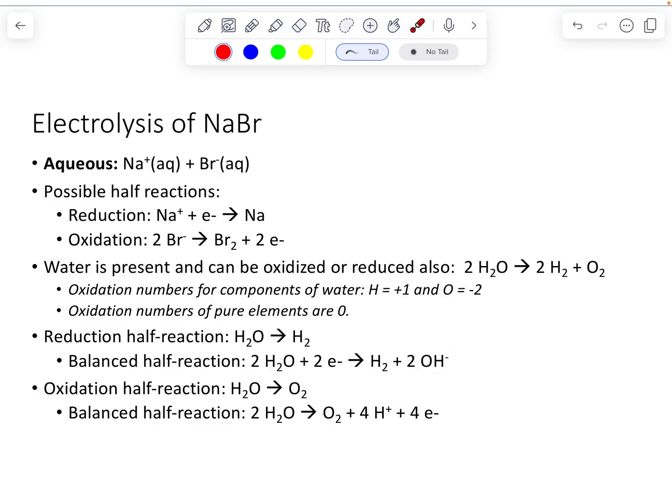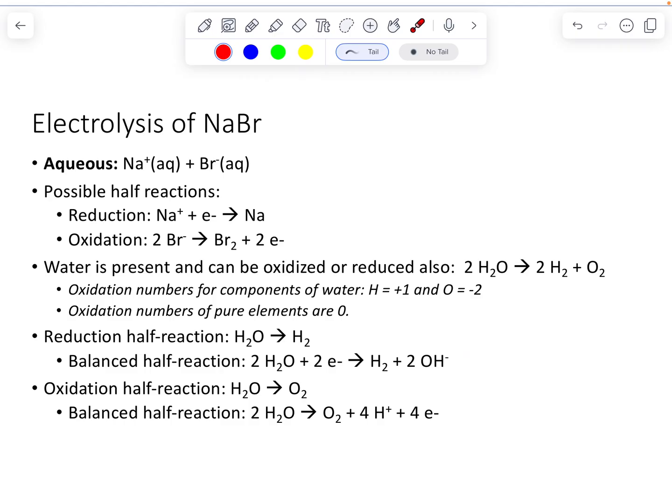So if we look at our reduction half reaction, it is going to be hydrogen because we're going to go from +1 to 0. Which means we have to gain electrons. Reduction is gaining. And so here water is going to gain 2 electrons to form hydrogen, and then we also are going to have 2 hydroxides. And then for the oxidation reaction, water is going to be oxidized into oxygen because there we're going to have to lose some electrons to become elemental oxygen. So there we're going to do that in acidic solution. So we're going to have hydrogen, and then we need 4 electrons to do that. So this is the reduction reaction for water, and this is the oxidation reaction for water.